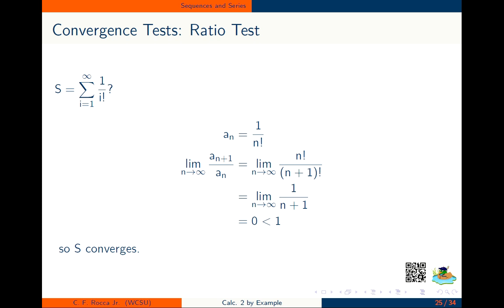So the ratio test works really well if you have series that will give you lots of nice cancellation when you divide one term by the previous term, okay? If that's not the case, this might not be a great test, but with something like factorials, that works really well, okay? So this series converges by the ratio test because we got a limit less than 1.